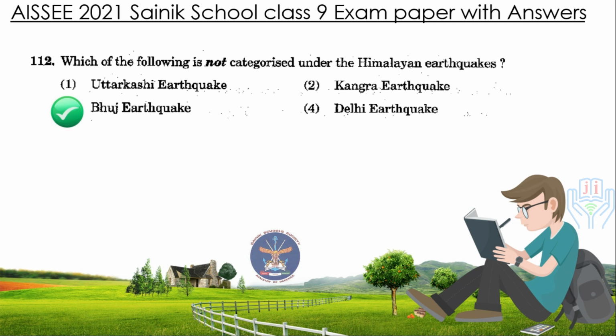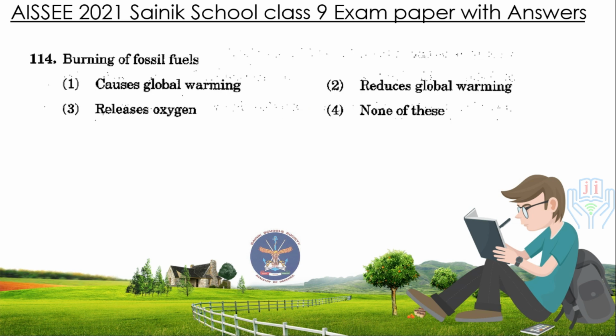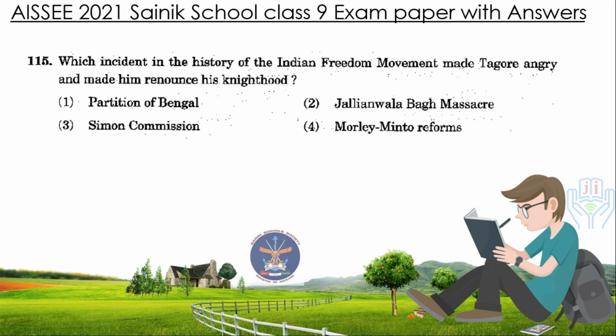Bhuj earthquake. Dash, a great scholar of Sanskrit, felt that Hinduism was oppressive towards women. Pandita Ramabai. Burning of fossil fuels causes global warming. Which incident in the history of the Indian freedom movement made Tagore angry and made him renounce his knighthood?